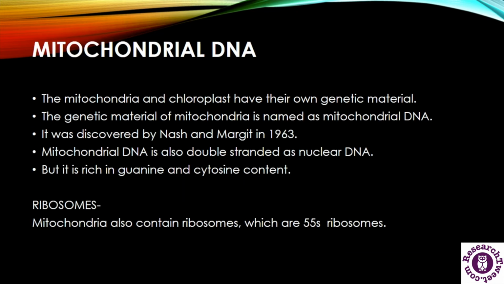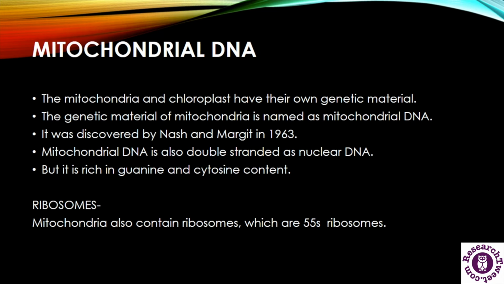Now the third component of the mitochondrial matrix is mitochondrial DNA. We know that mitochondria and chloroplasts, both cytoplasmic organelles, have their own genetic material. The genetic material of mitochondria is named mitochondrial DNA, and it is not similar to the nuclear DNA found in the nucleus of the cell. The mitochondrial DNA resembles bacterial DNA in its structure because it is also circular, and it also replicates like bacterial DNA.